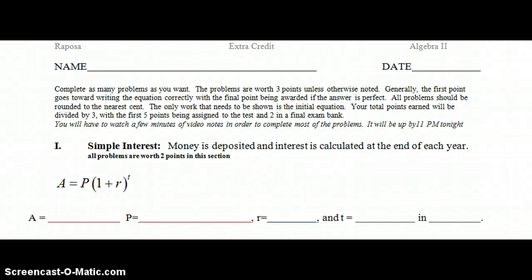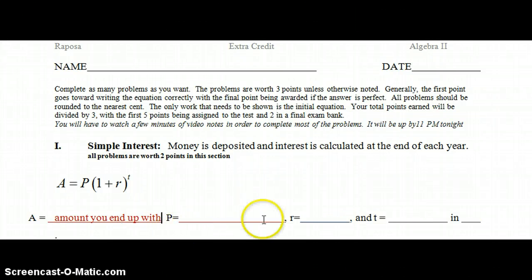In order to complete this worksheet, you really just need to know what all of these variables stand for when we concern ourselves with interest. So, A is just what you're solving for. It's the amount you end up with. Whereas P is something called the principal. It's what you deposited, all right? So P is the principal, and it is the initial deposit, okay?